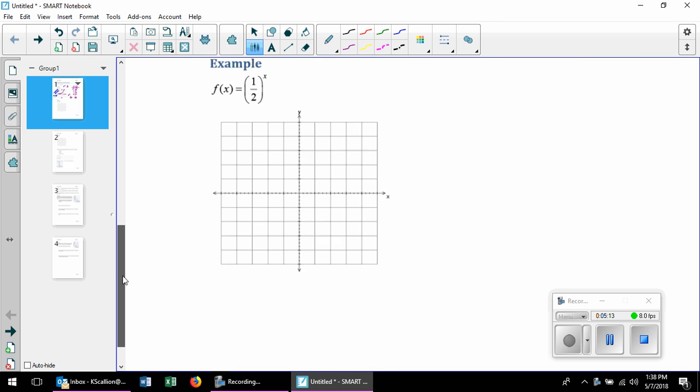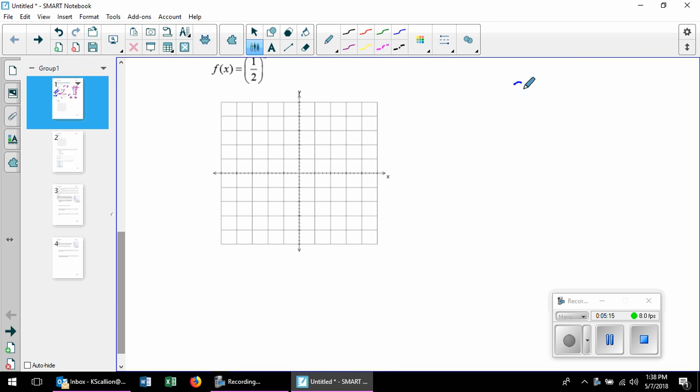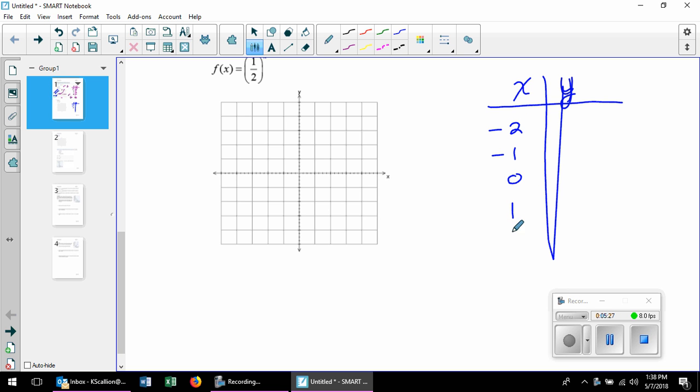All right, so a table of values again. It is what it is. That's what you do. So I'm going to go -2, -1, 0, 1, 2. My x's are staying the same.